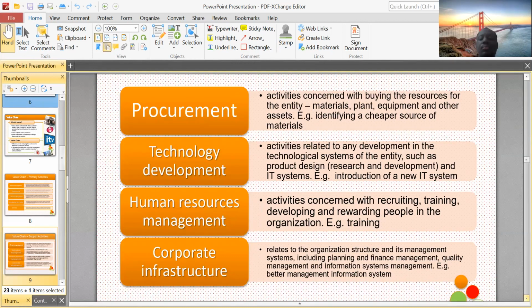Very key. Then you also have corporate infrastructure. When we talk about corporate infrastructure, here we are talking about how the organization is set up. This relates to the organization structure. So it's the structure and its management systems, how the organization is set up. Is it set up in such a way that it's able to deliver products and services to customers easily?